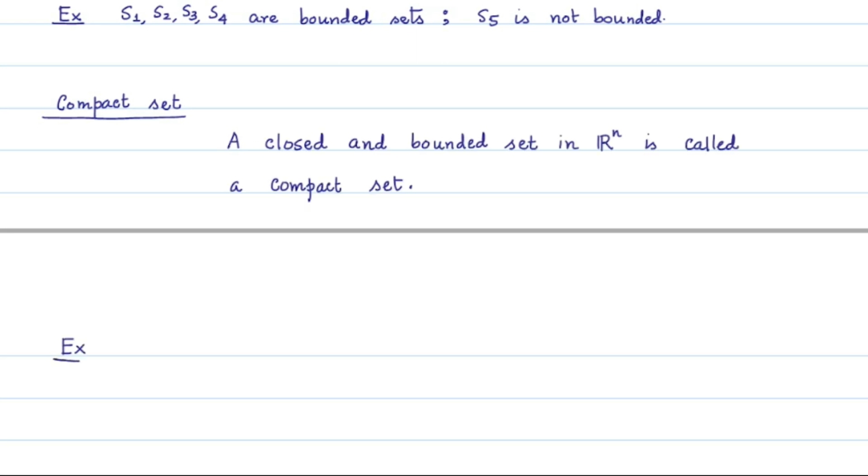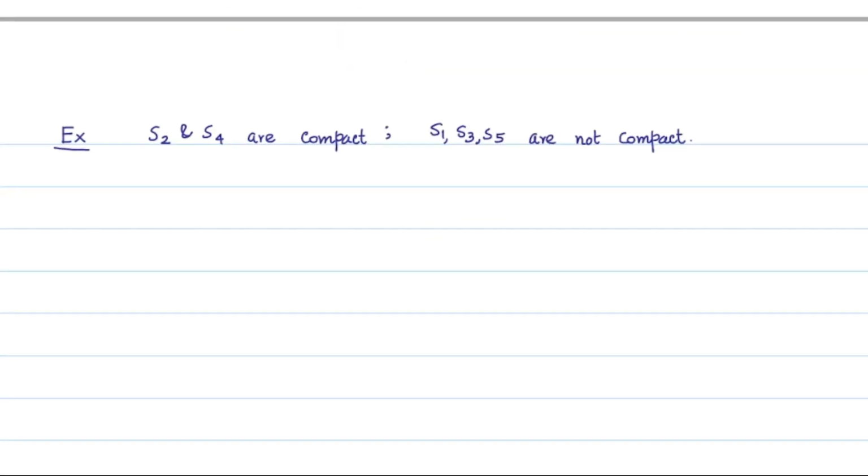Now out of the 5 sets S1, S2 till S5 that we have considered earlier, just try to collect which are open, closed and bounded, and accordingly find their compactness. You will find that the sets S2 and S4 are compact, but the sets S1, S3 and S5 are not compact. Next, we shall define 2 special kinds of sets related to a function of several variables. Those are the notions of level sets and epigraph.